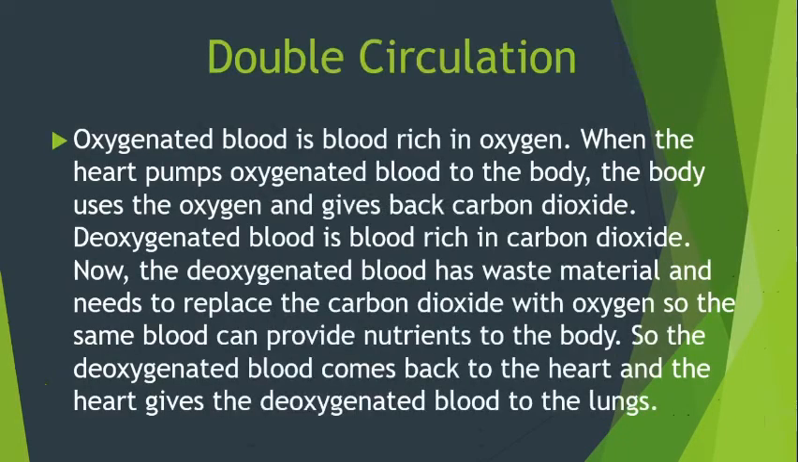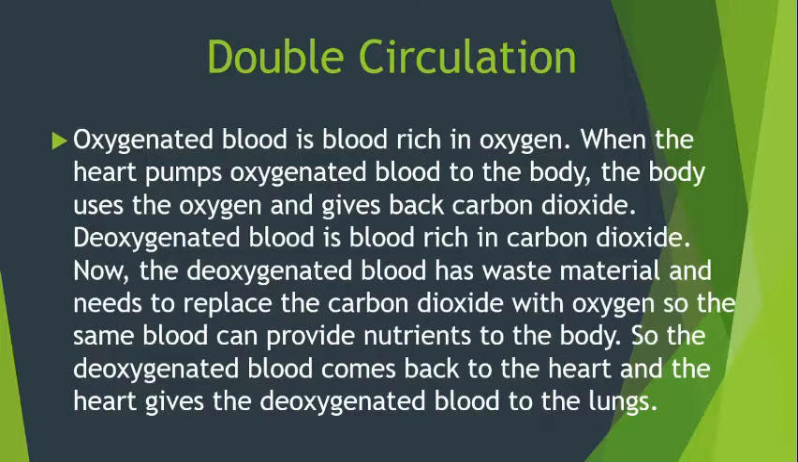Double circulation. Oxygenated blood is blood rich in oxygen. When the heart pumps oxygenated blood to the body, the body uses the oxygen and gives back carbon dioxide. Deoxygenated blood is blood rich in carbon dioxide. Now, the deoxygenated blood has waste material and needs to replace the carbon dioxide with oxygen so the same blood can provide nutrients to the body.